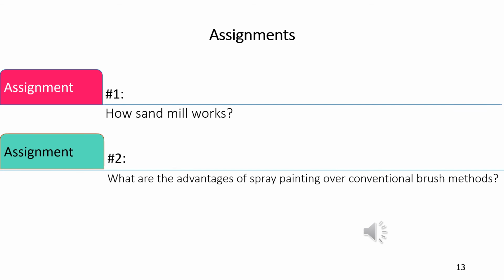Assignments. Assignment number 1 is how a sand mill works. Assignment number 2 is what are the advantages of spray painting over the conventional brush method.